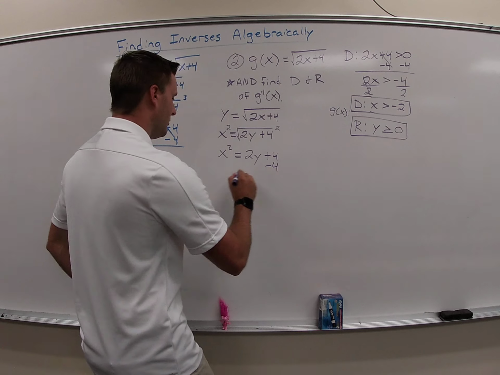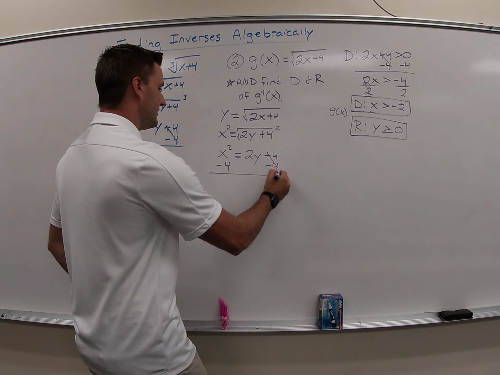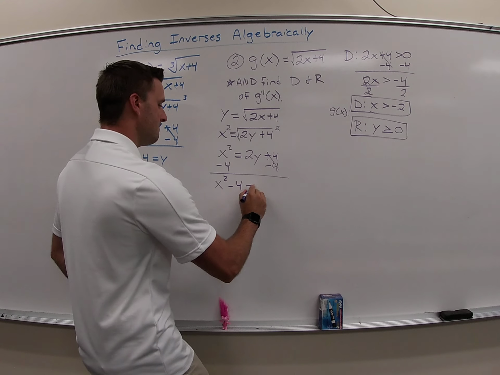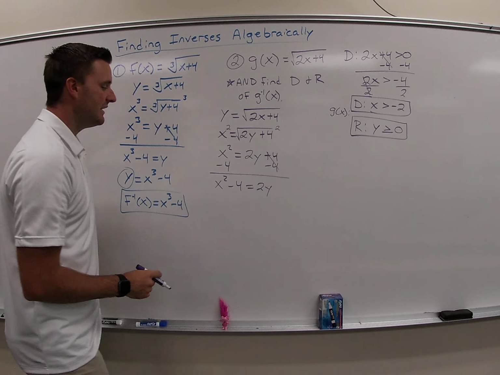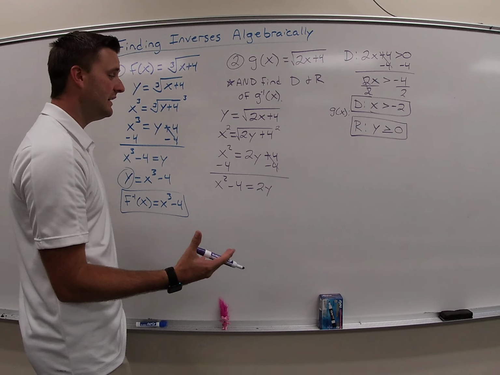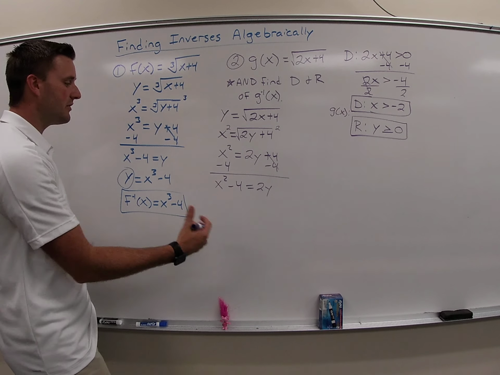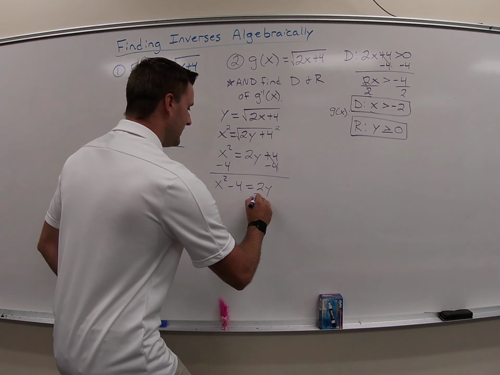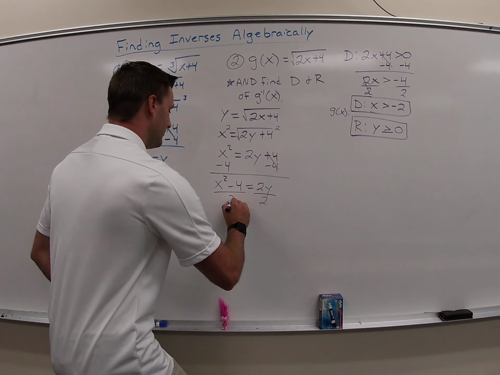So after I subtract 4 over here, again, those are not like terms, so I can't combine them. So I'm going to write them out right next to each other. x squared minus 4 equals 2y. Now you want to be careful here. It doesn't really matter. You can leave it as one full fraction if you'd like, or you can write your fraction individually for both terms. I'm going to go ahead and just leave it as one full fraction for today.